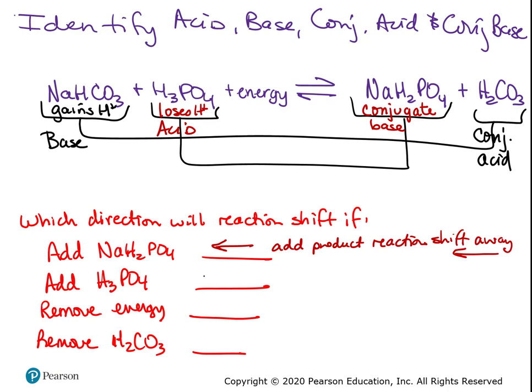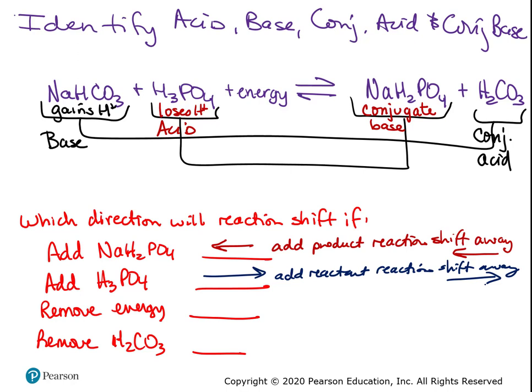Which direction? It'll be the forward reaction then, because if I add H3PO4, see that it's a reactant? So here I'm adding a reactant. So that'll cause the reaction to shift away from the reactant side, which causes it to shift towards the product side. Now, what if I remove energy? What if I cool this? If I take this system and I decrease the temperature, which way will the reaction shift, to the right or the left? We'll go to the left.